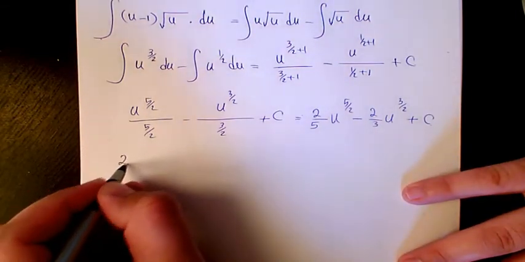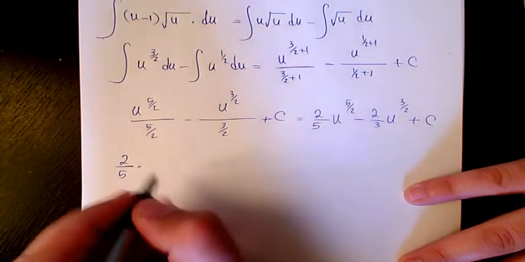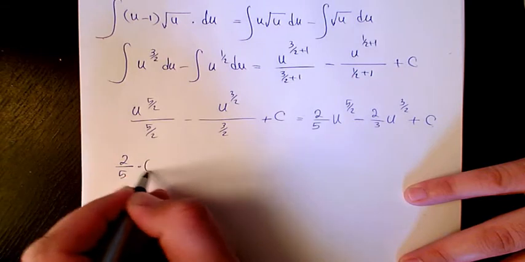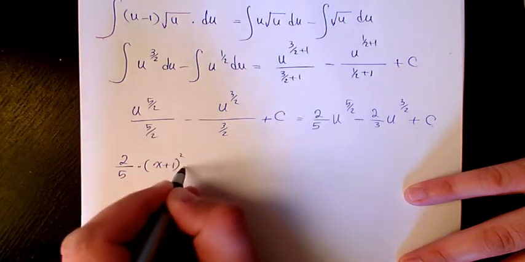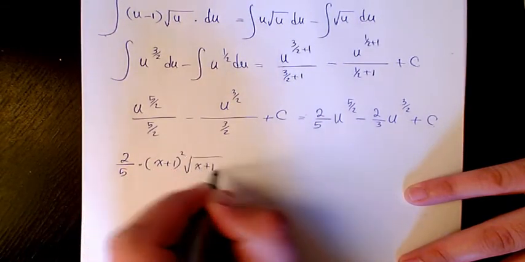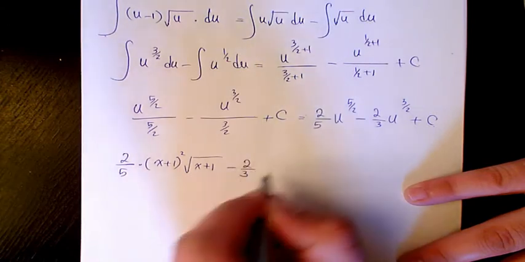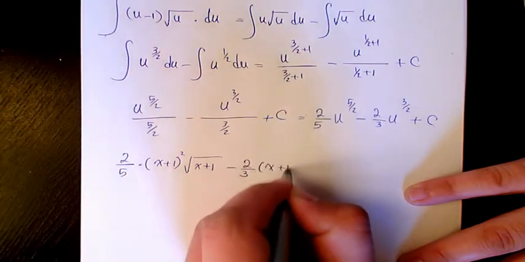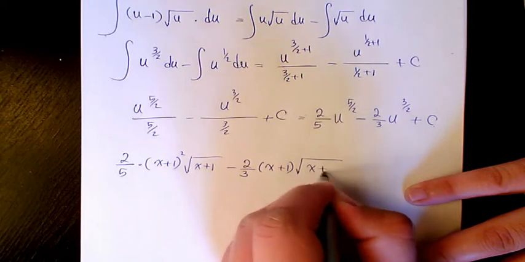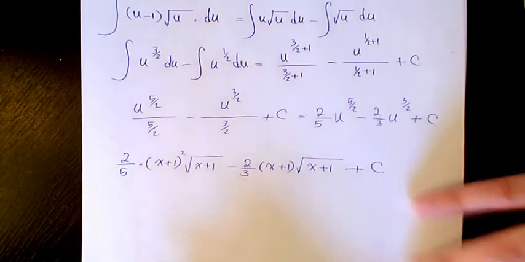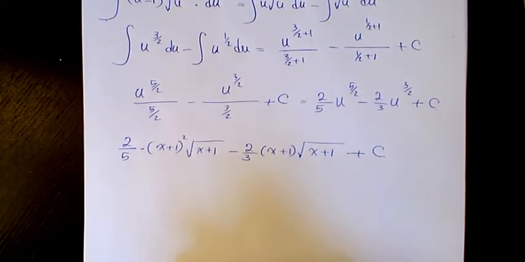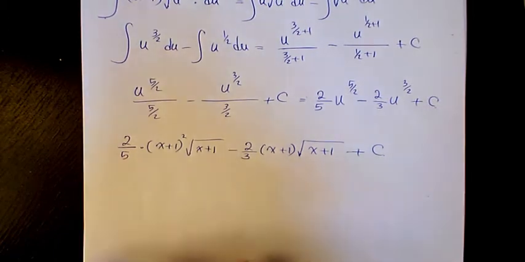So it's going to be 2 over 5 times x plus 1 to the power of 2 root x plus 1, minus 2 over 3 times x plus 1 times square root of x plus 1, plus c. That's the final answer.